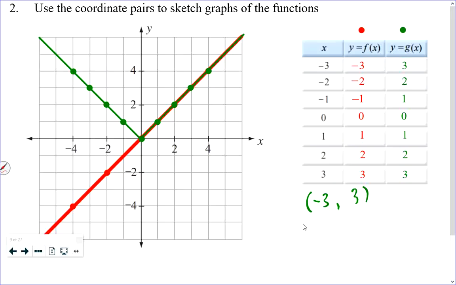So the red one is y equals f of x. The green one is called g of x, and it's the absolute value of f of x. I'm going to give you a second to catch up with what I've written, and then I want to go through something again with you.